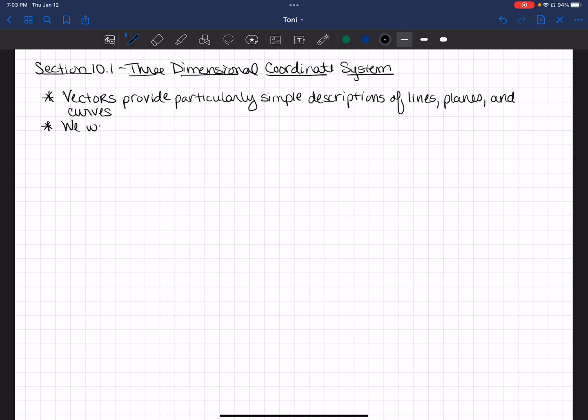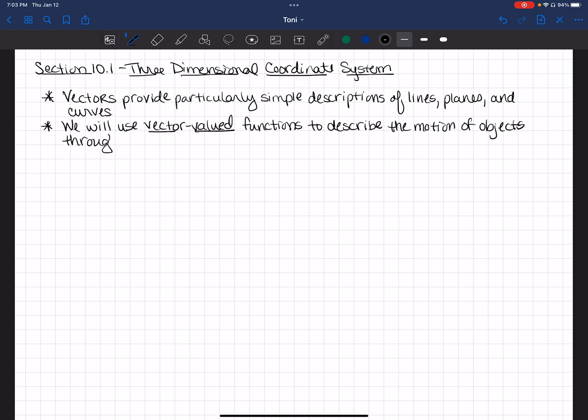We will use vector valued functions to describe the motion of objects through space. Okay?